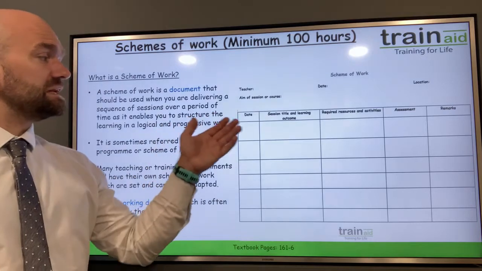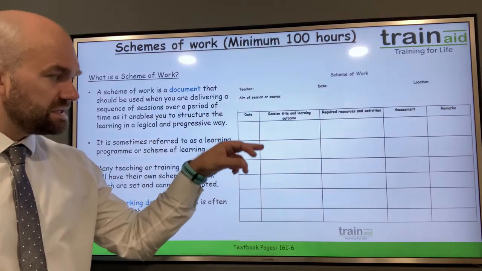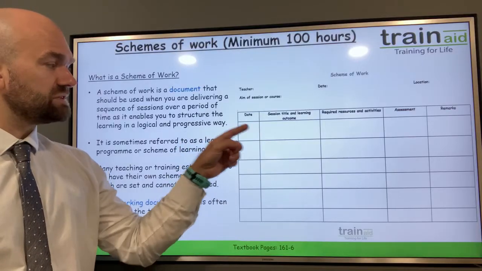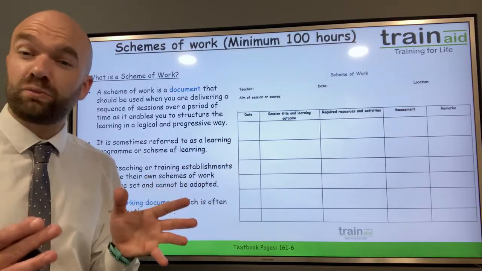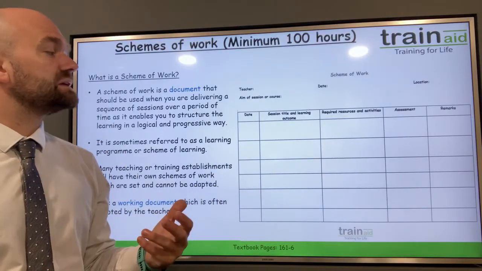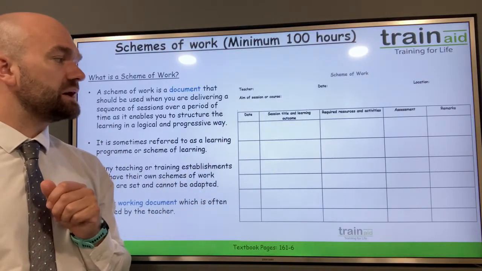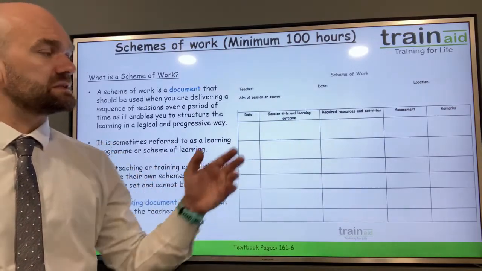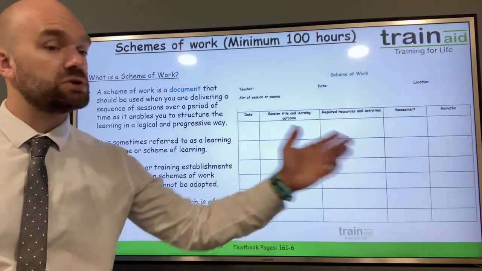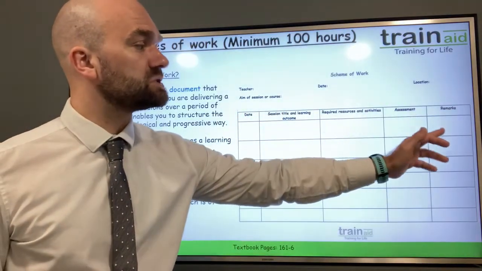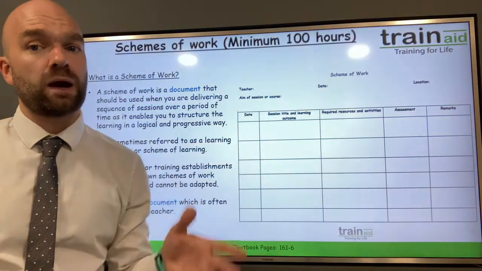You also have the dates of lessons. As you can see, these are in rows, so there will be different lesson dates. You could have it day by day or week by week, depending on your course, and it gives you some basic information about the session title and the learning outcome, the required resources and activities, the assessment method used, and any remarks or reminders that a teacher needs to be aware of.